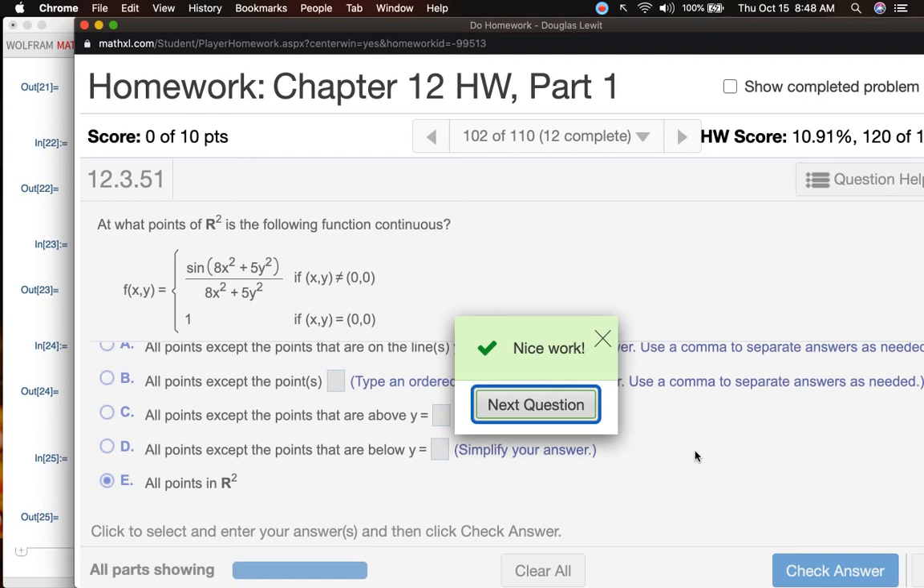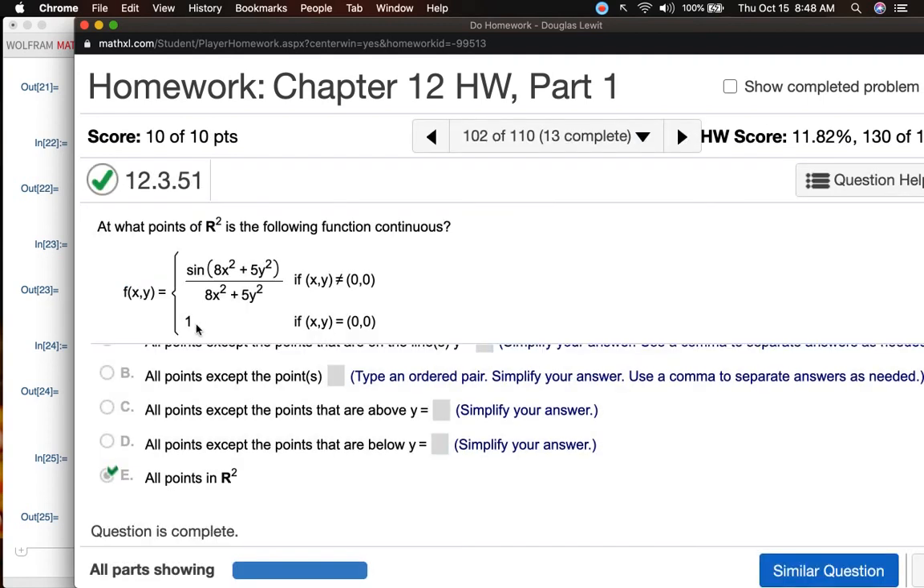So I hope you guys understand that concept. If this value was anything besides 1, then the function would have a discontinuity at x equal to 0 and y equal to 0. But because the function value is 1 when x is equal to 0 and y is equal to 0, the discontinuity is essentially filled in. Therefore, this is continuous for all points in two-dimensional space.